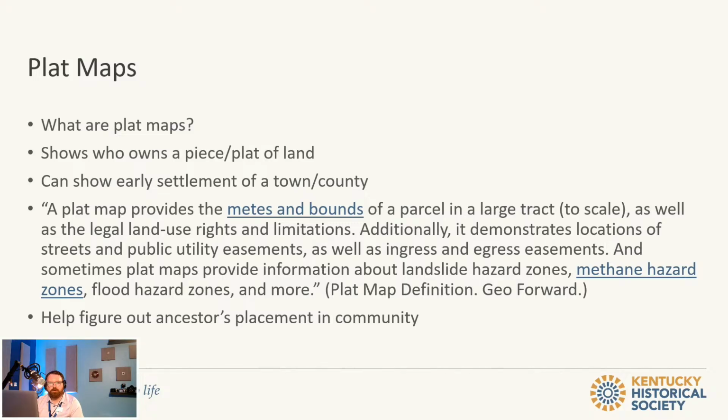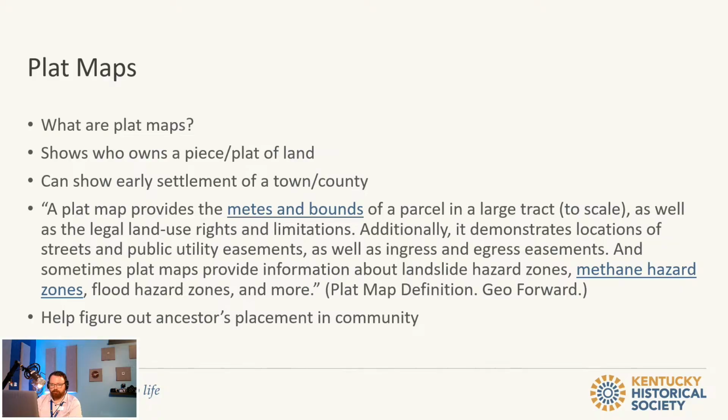So I wanted to get some official definitions for some of these maps that I don't necessarily look at super regularly. So according to this definition, a plat map provides the metes and bounds of a parcel and a land tract to scale, as well as the legal land use rights and limitations. Additionally, it demonstrates locations of streets and public utility easements, as well as ingress and egress easements. And sometimes plat maps provide information about landslide hazard zones, methane hazard zones, flood hazard zones, and more.